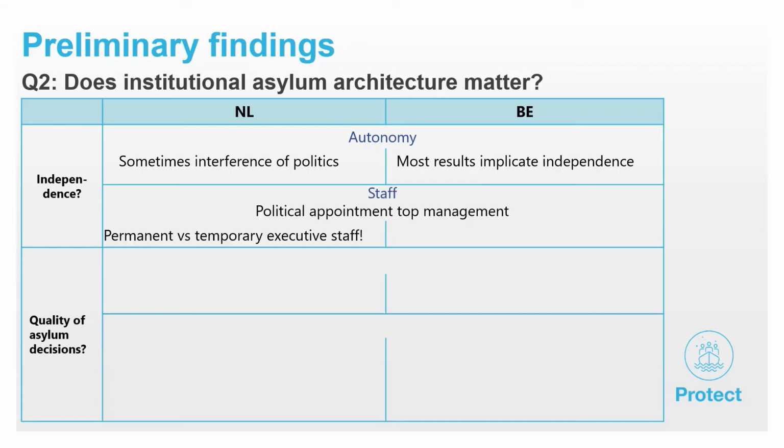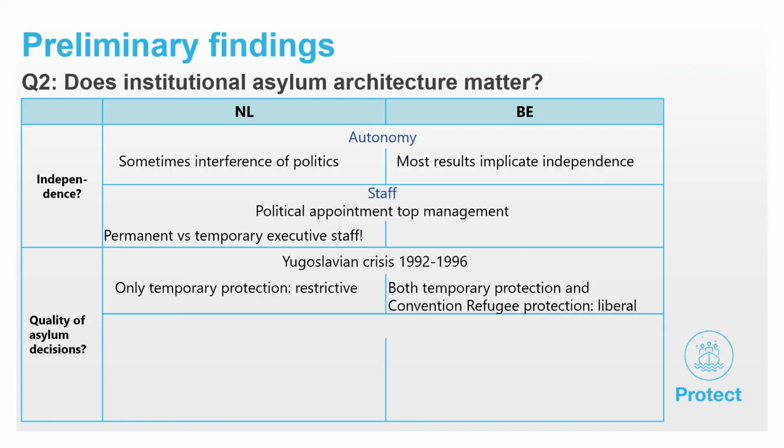When we look closer at the staff, we see that the top management is politically appointed in both countries. However, when you look at the executive staff in the Netherlands, while the permanent staff solely works for the asylum department, this is not the case for the temporary staff, which is partially staffed by people from the Return and Removal Office and by the Ministry of Foreign Affairs, which could also be a possible contamination source.